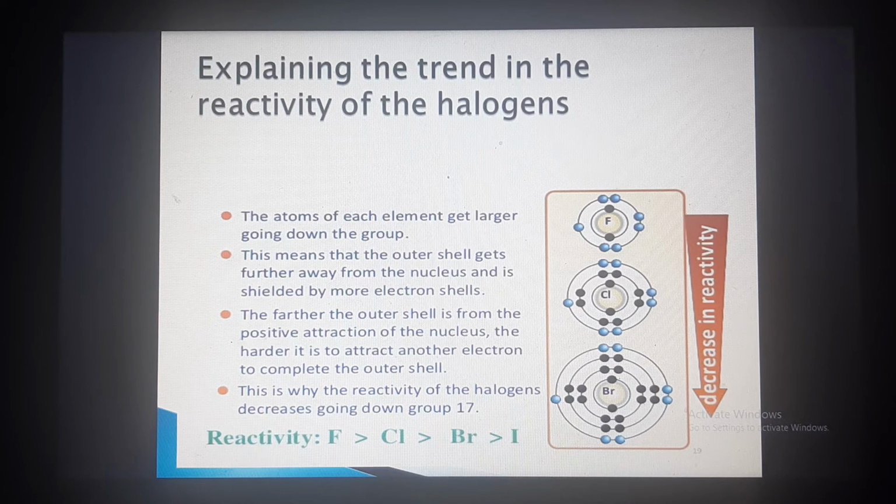Outer shell means last shell. It is represented by blue color. Fluorine has 7 electrons, chlorine also 7 electrons, and bromine also has 7 electrons in the last shell. The reactivity of halogens depends on their size. Here fluorine is smaller in size, but bromine is bigger.